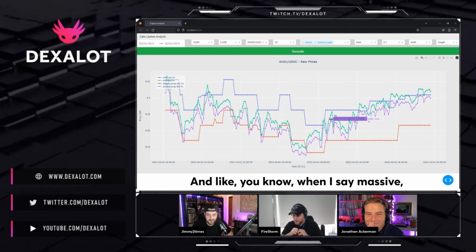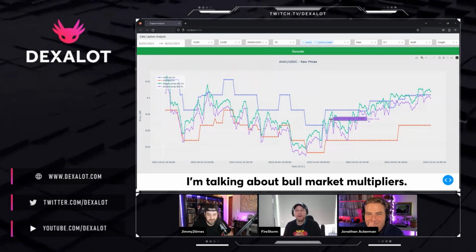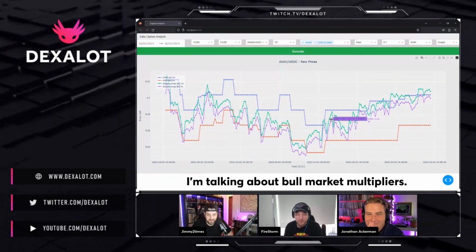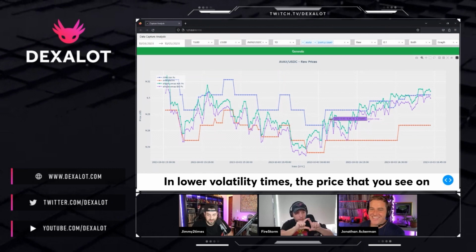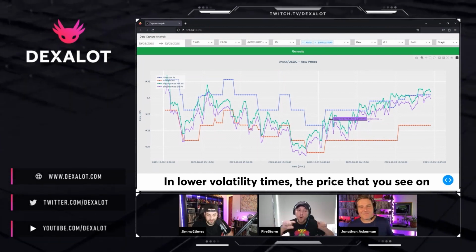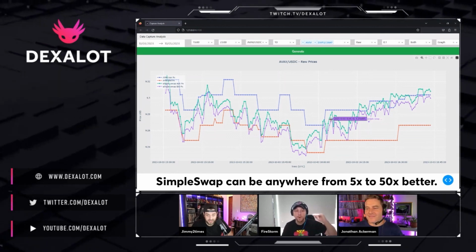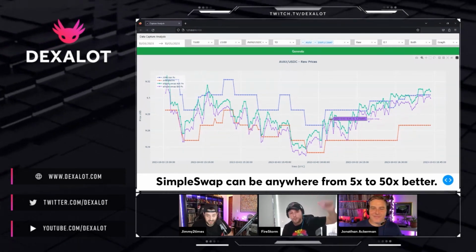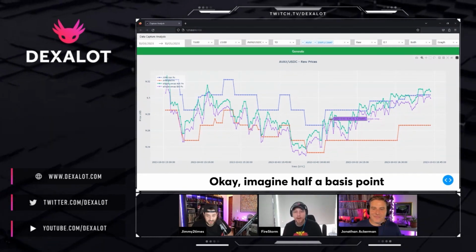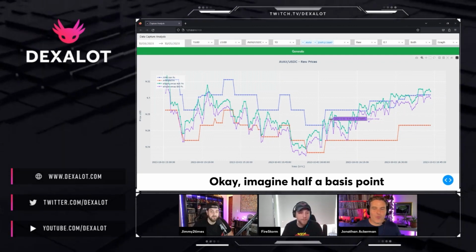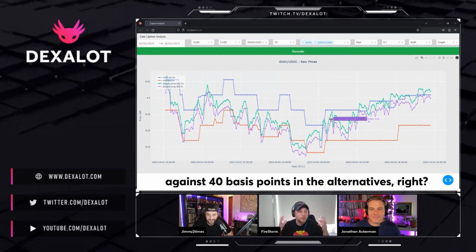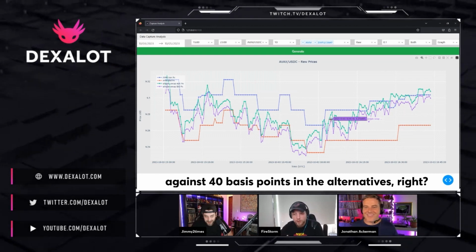And when I say massive, I'm talking about bull market multipliers. In lower volatility times, the price that you see on SimpleSwap can be anywhere from 5x to 50x better, okay? Imagine half a basis point against 40 basis points in the alternatives, right?